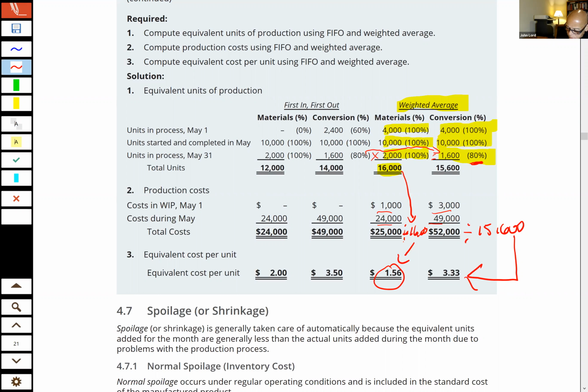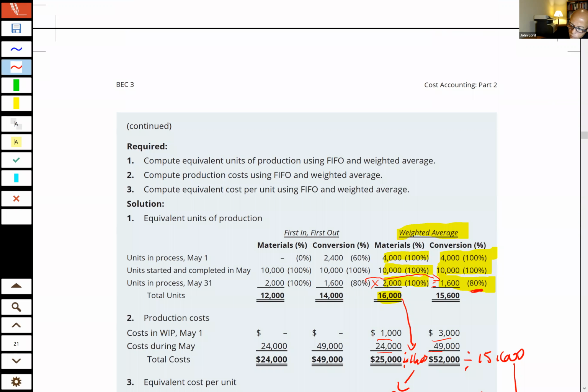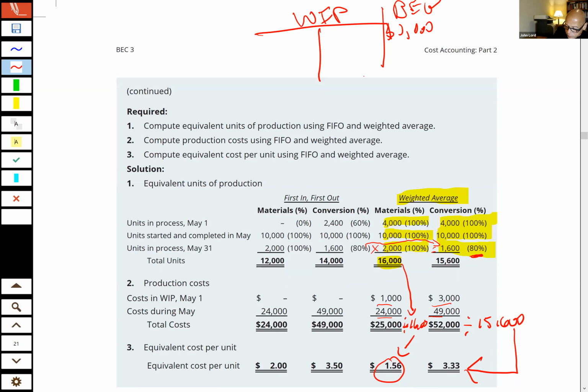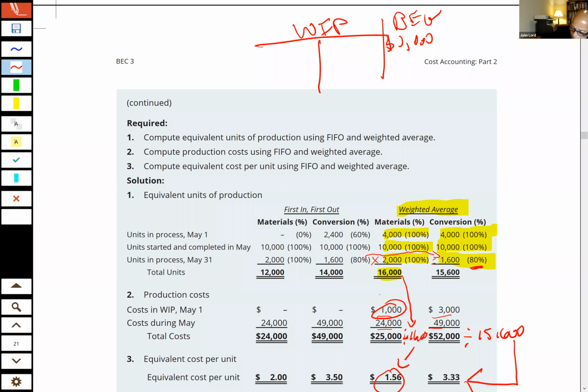So if we're sitting here and we tried to tee this up, we'd have work in process, and I'm just going to focus on the materials, and my beginning balance in my work in process, they tell me in the problem, and I'm just focusing on materials, they tell me the cost for the materials. I'm not going to worry about the 3,000 for the conversion cost. I'm just worrying about the materials, right? It was 1,000. So they're saying the beginning was 1,000. That's where that number came from.